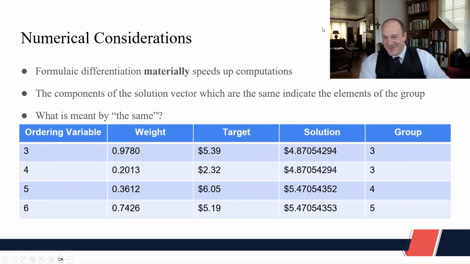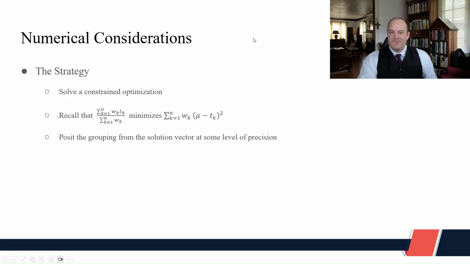Well, the question is, what is meant by the same? The point here is that they're the same at 7 decimal places, but they're not the same at 8 decimal places. So what's the correct answer? Is it 3, 3, 4, 4, or is it 3, 3, 4, 5? We'll see how to answer that momentarily.